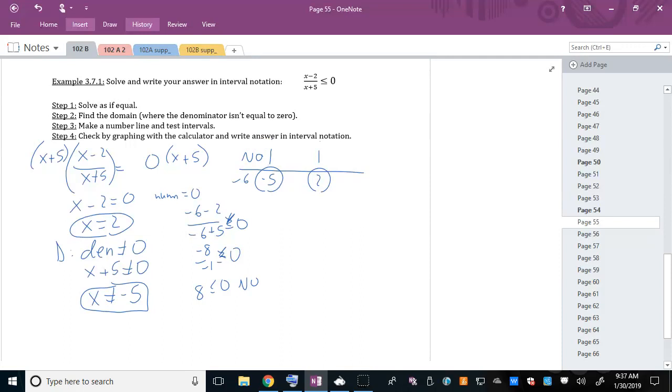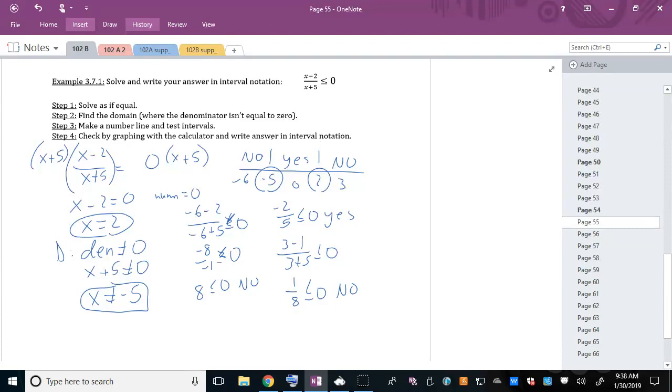I need a number between -5 and 2. 0 is probably the easiest. Is -2 over 5 less than or equal to 0? Yes, it definitely is. And finally, I need a number greater than 2. Let's pick 3. And let's plug it in to see what we get. I get 1/8. And that is not below 0, so let's put a no.